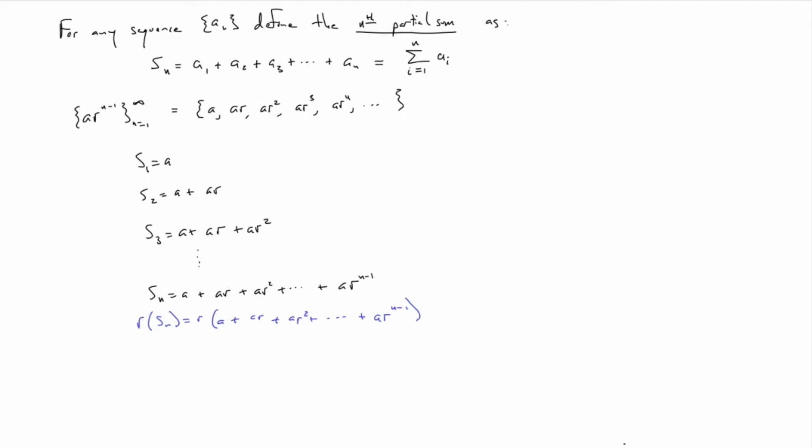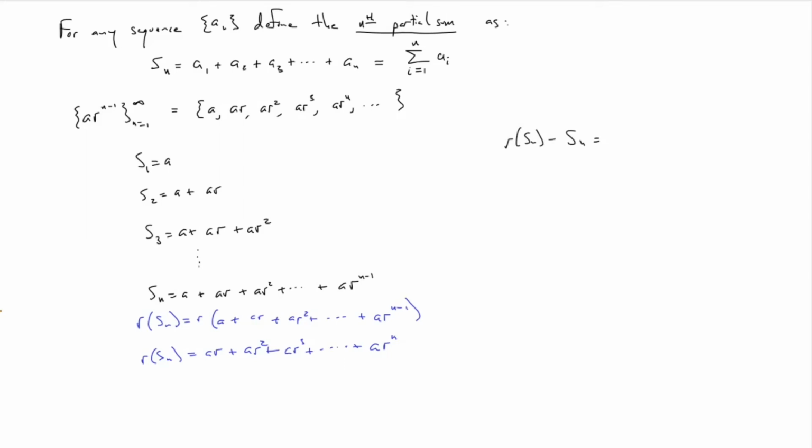Now, take that equation and multiply both sides by r, and you get that r times s sub n is a times r plus a times r squared plus a times r cubed, all the way up to a times r to the n. The powers of r have each increased by 1.